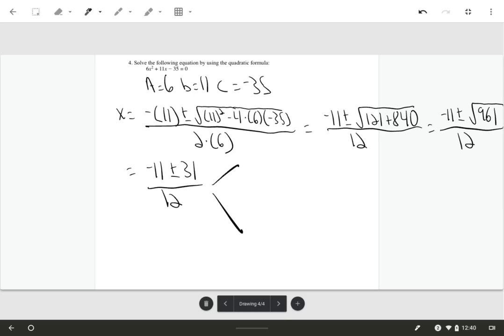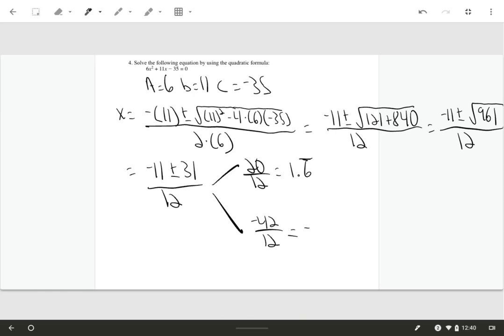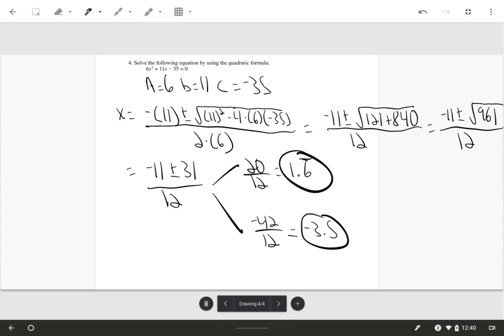Okay. So I am going to do this twice. Negative 11 plus 31 is 20, and 20 divided by 12 is going to be 1.6 repeating. Okay. Negative 11 minus 31 is negative 42, and then I'm going to divide that by 12. And that's going to be negative 3.5. So my solutions are 1.6 and negative 3.5 for number 4.